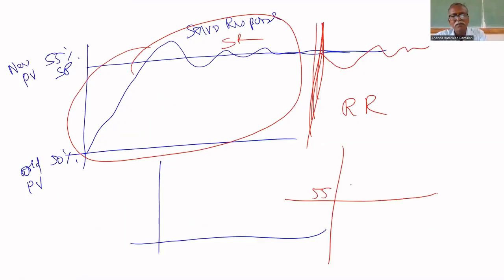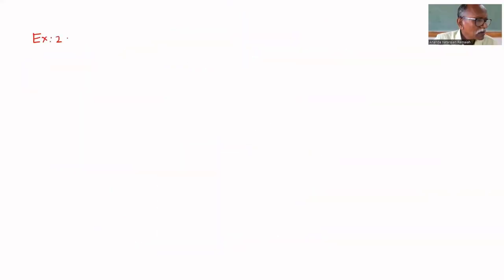Initially it is 55. You disturbed it, that's why it comes down, because you closed the valve slightly. The controller will adjust and finally settle again at 55%. This response is called regulatory response.